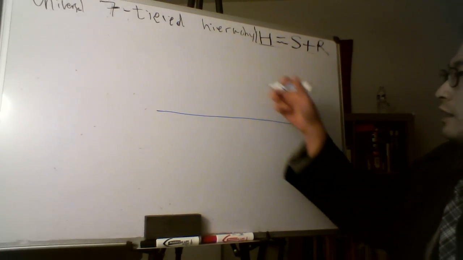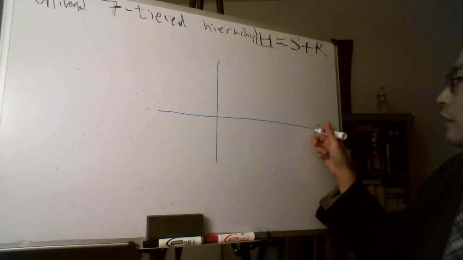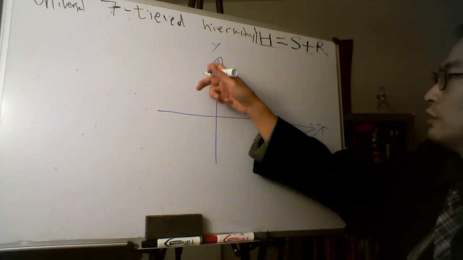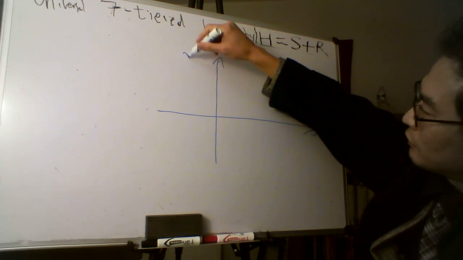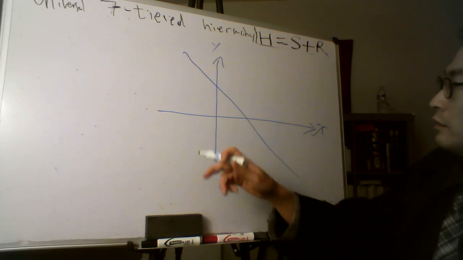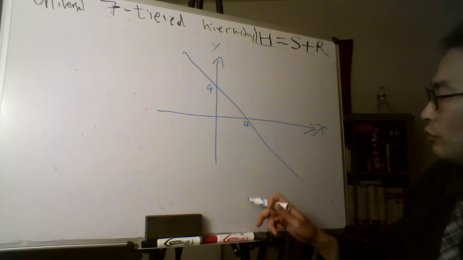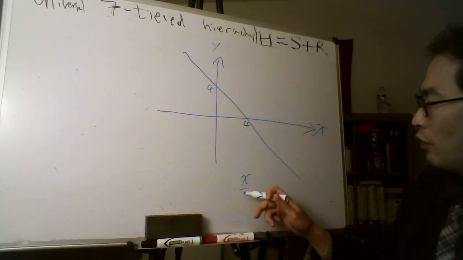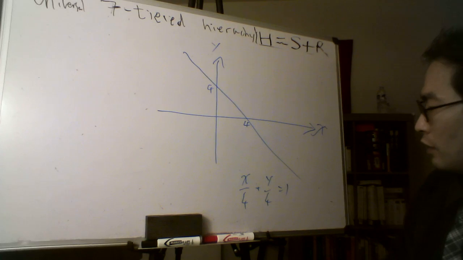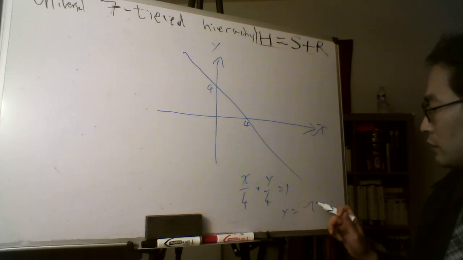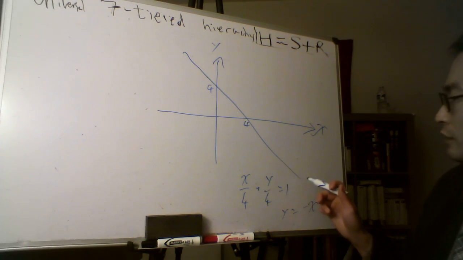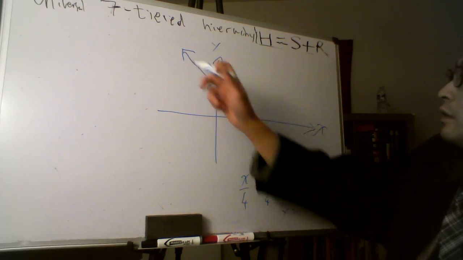So let's say there's this x and y. Okay, x and y. And there's some equation that's called this. Okay, we say 4, 4. So it's x over 4 plus y over 4 is equal to 1. Okay, so y is equal to minus x plus 4. That's this equation. Okay, a line.